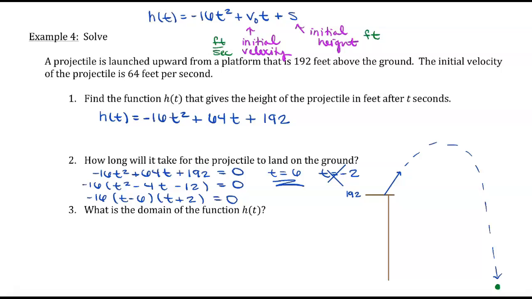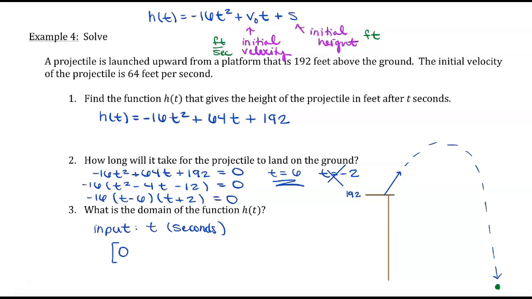The third question is, what is the domain of the function h of t? The domain is all options for input values. And in this case, our input values are values for t in seconds. Think about which values for t make sense in this function. First, it doesn't make any sense to have values for t that are negative or before launch. So our domain begins with time 0, the moment of launch.